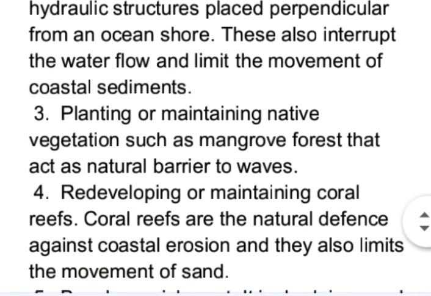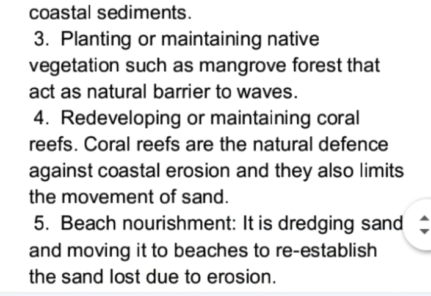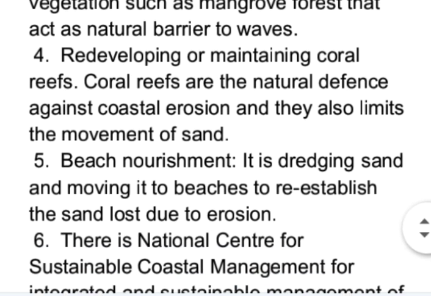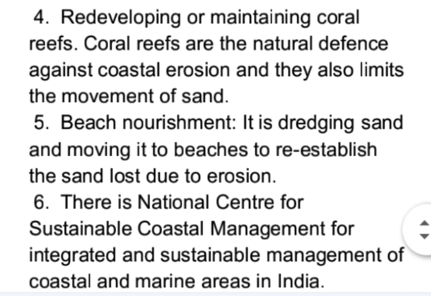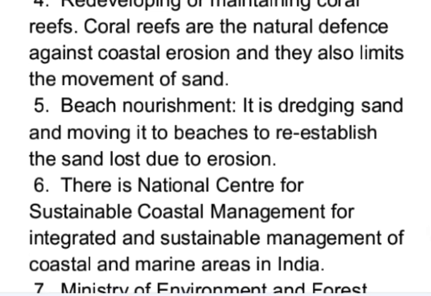Next is planting or maintaining native vegetation such as mangrove forest that act as natural barrier to waves. Next is redeveloping or maintaining coral reefs. Coral reefs are the natural defense against coastal erosion and they also limit the movement of sand. Next is beach nourishment. It is dredging sand and moving it to beaches to re-establish the sand lost due to erosion.